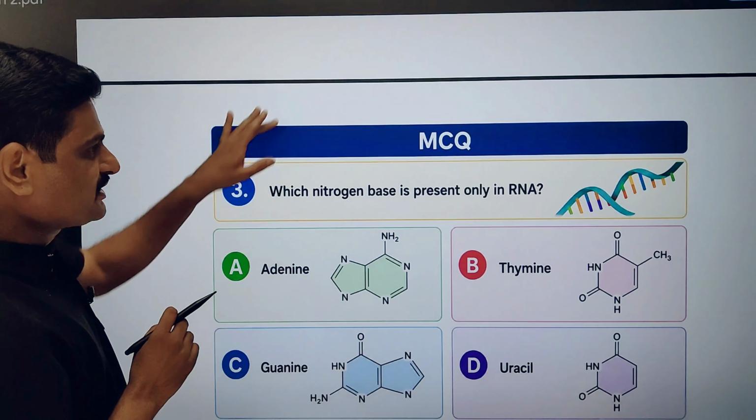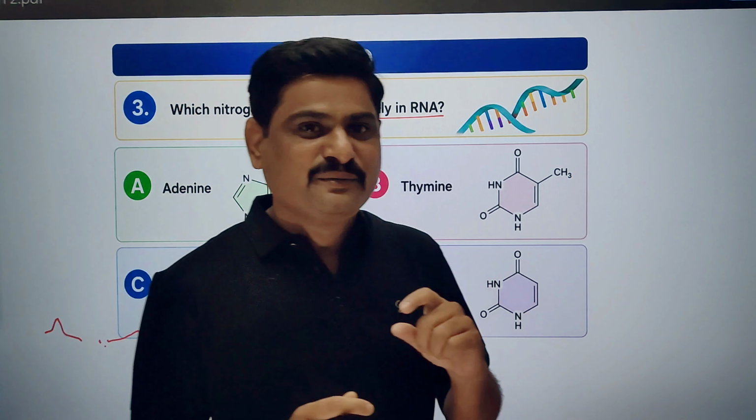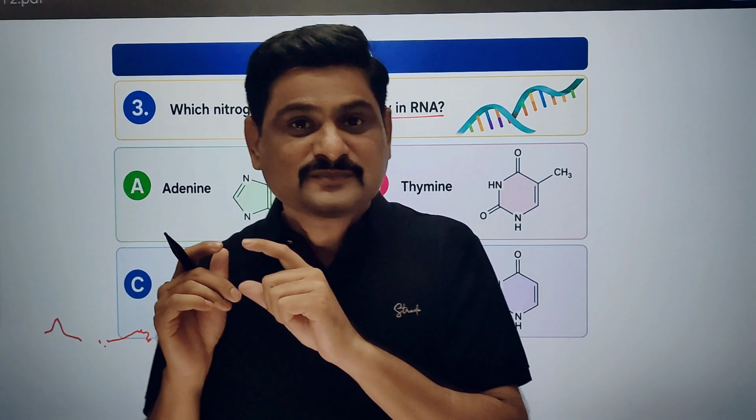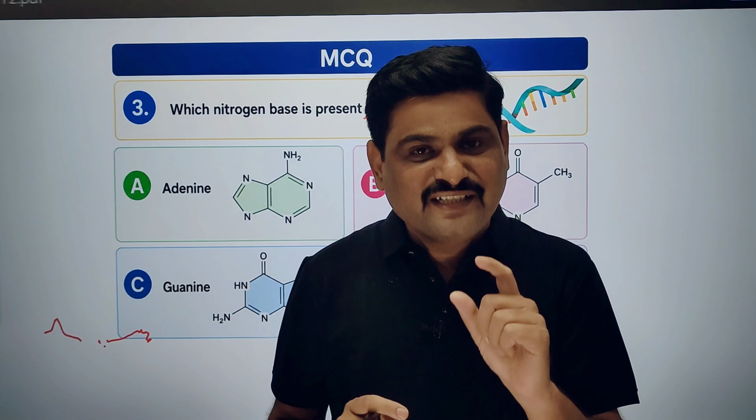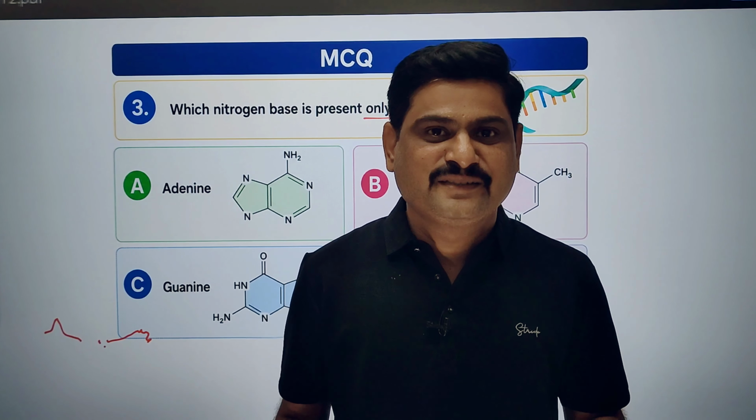Now for this question I want an answer from everyone in the comment box: which nitrogen base is present only in RNA? This answer I will not tell. You will tell in the comment box which nitrogen base is present only in RNA, which is absent in DNA. Is it clear? So up till now we discussed the central dogma, which DNA and RNA help, what their structure is and what their differences are.